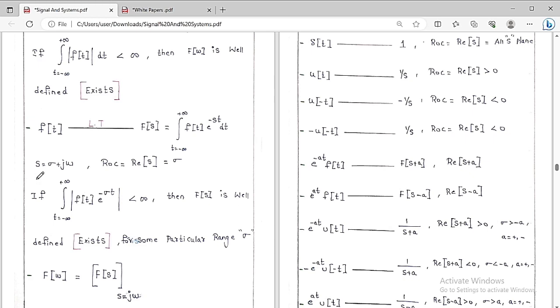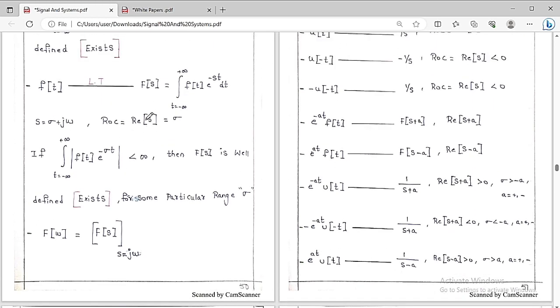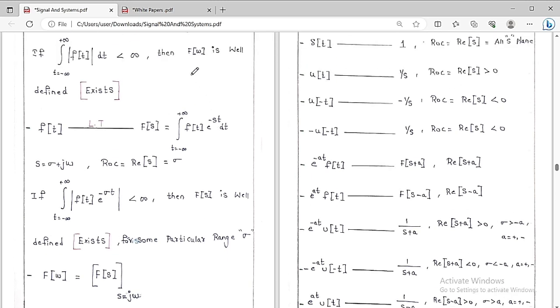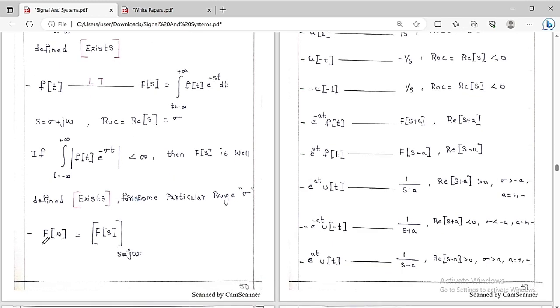Now, if I compare the Fourier transform and the Laplace transform, the Fourier transform is a special case of the Laplace transform with sigma equal to 0. So we can say that F of omega is equal to F of s when s is equal to j omega, meaning sigma is equal to 0. In the Laplace transform, if you substitute s equal to j omega, we get the Fourier transform. So the Fourier transform is the special case of the Laplace transform.